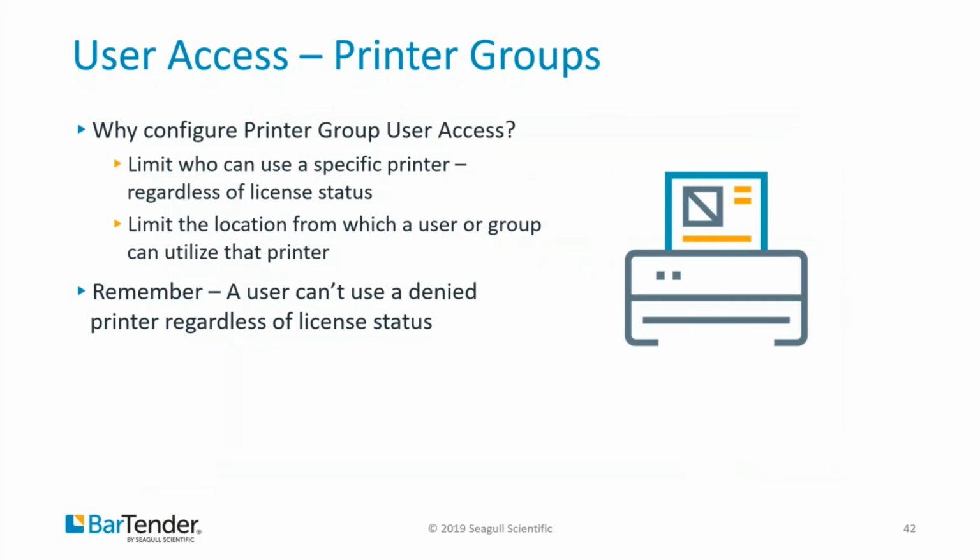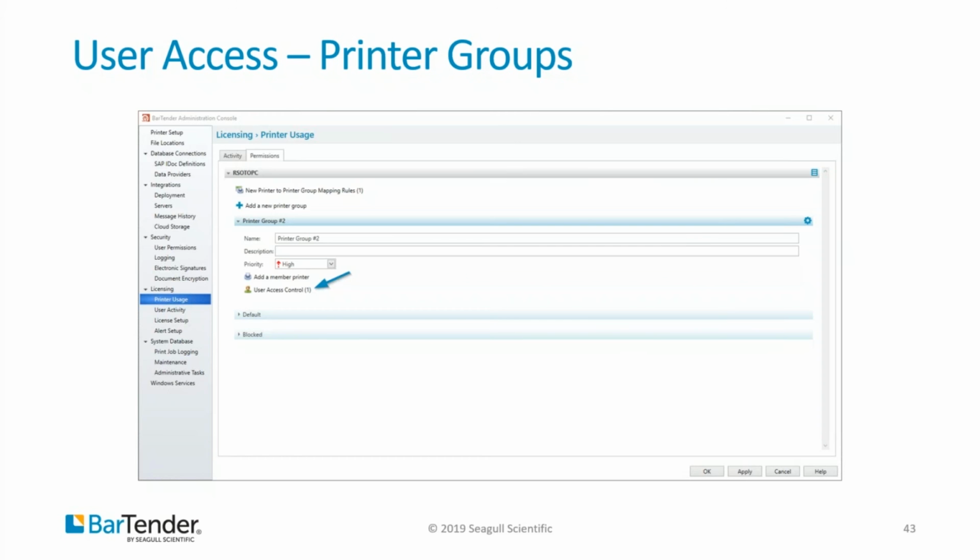So this is where we get specific. Who can use a specific printer, who cannot use a specific printer, and from where. This has nothing to do with the seats anymore, and now we're talking specific printers. And that's user access printer groups. For this, we're going to go to our printer usage in the administration console, permissions, and then user access control. And we'll get the same dialog that we're getting in the other places.